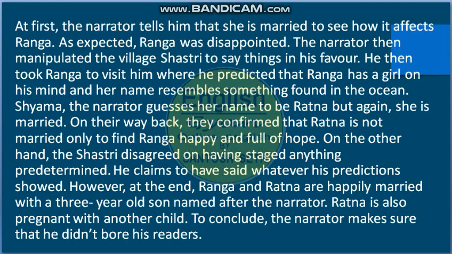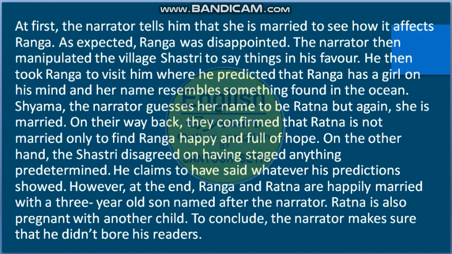The narrator then manipulated the village Shastri to say things in his favor. He then took Ranga to visit him, where he predicted that Ranga has a girl on his mind and her name resembles something found in the ocean. Shyama, the narrator, guesses her name to be Ratna, but again says she is married. On their way back, they confirmed that Ratna is not married, only to find Ranga happy and full of hope.